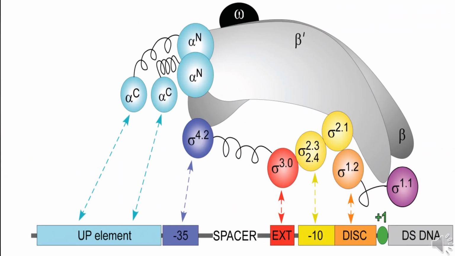This picture represents the structure of the holoenzyme and the domains of sigma factor. The sigma 4.2, in blue color, interacts with the -35 element, and the sigma 2.4 interacts with the -10 element. There is a sigma 1.1 that acts as an auto-inhibitory domain, also indicated here in purple color.